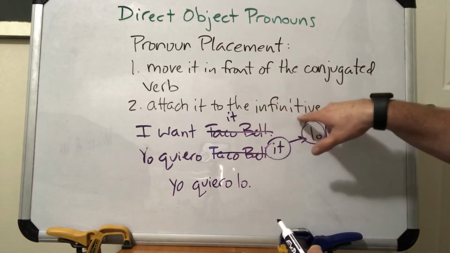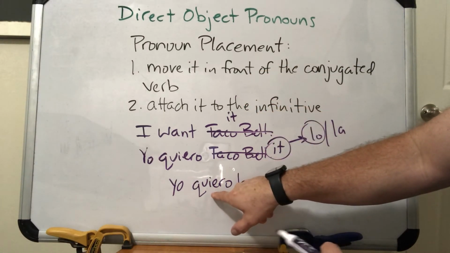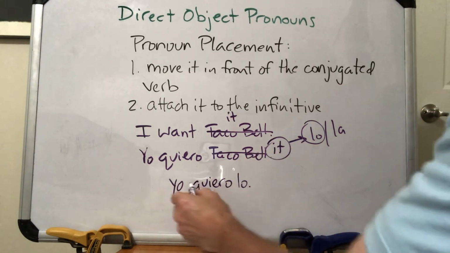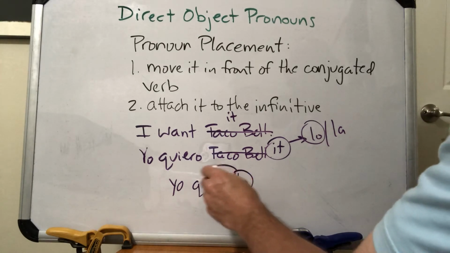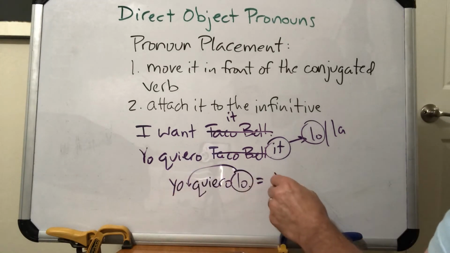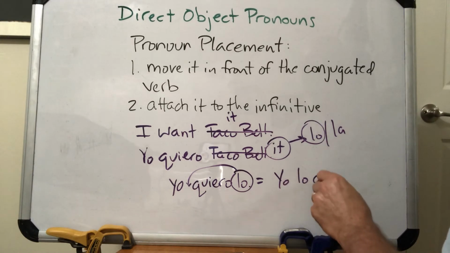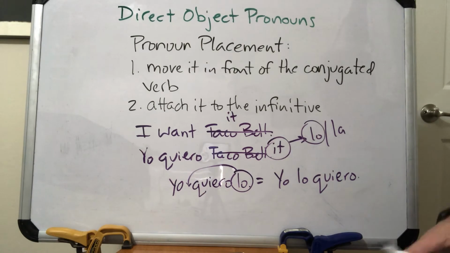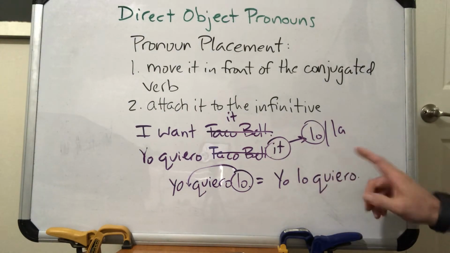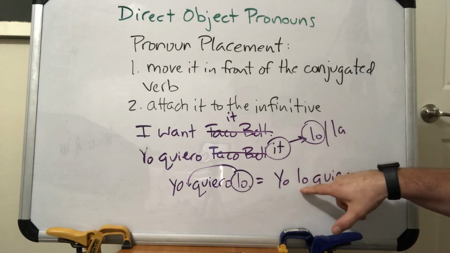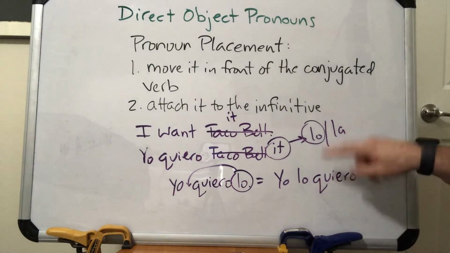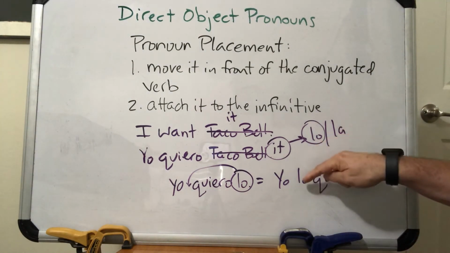So we don't have an infinitive. We just have the conjugated verb quiero. So my only option is to move lo in front. So instead of writing like this, we have to move this one to here. So it would be yo lo quiero. Okay? Which is different and weird. We're not used to that in English. We're not used to moving our object pronoun anywhere other than where it used to be. So that takes a little bit of getting used to. Okay? So that's option number 1, where we have a conjugated verb and we move the pronoun in front.